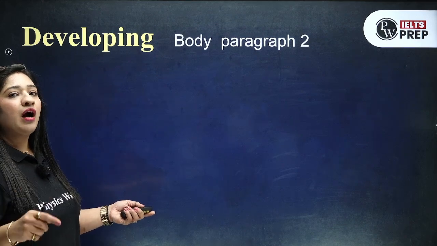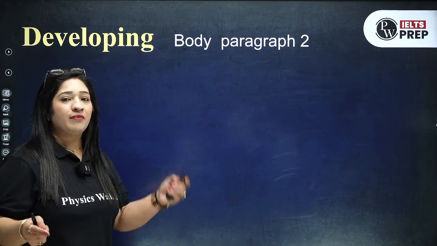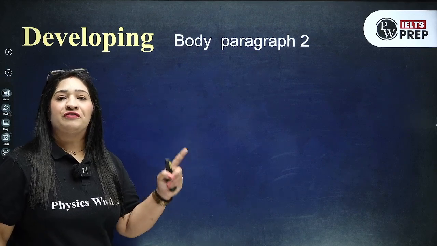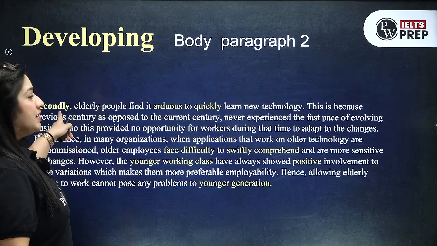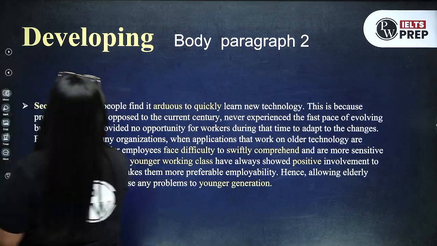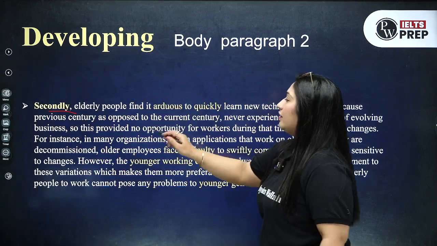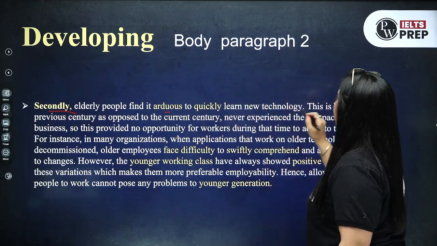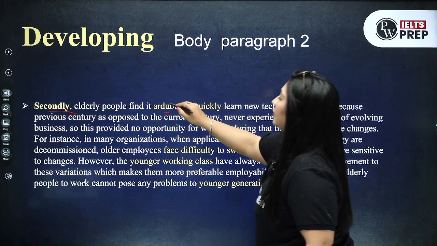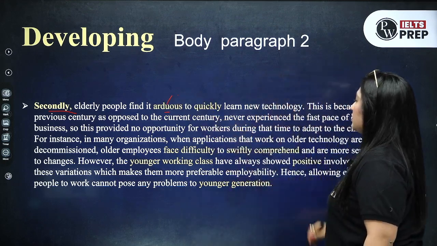So can you tell me how we are going to start with the second body paragraph? मैंने first start किया था by saying firstly. Second start करेंगे by saying secondly, right? So here, secondly, elderly people find it arduous to quickly learn new technology. ये क्या होता है? They find it difficult. Meaning of this word is difficult.